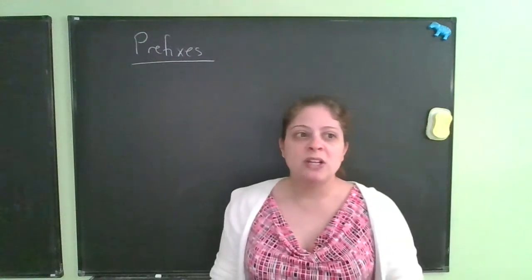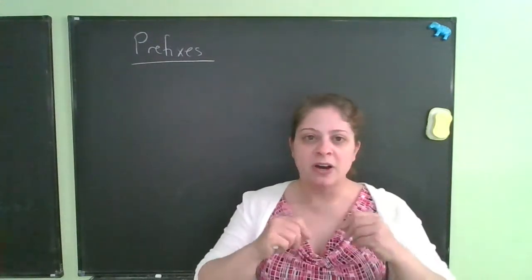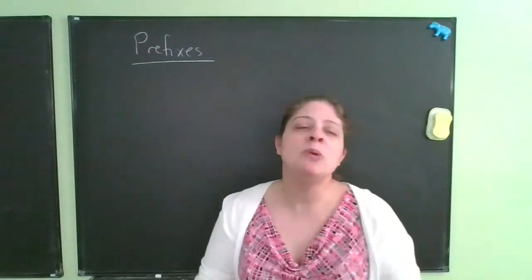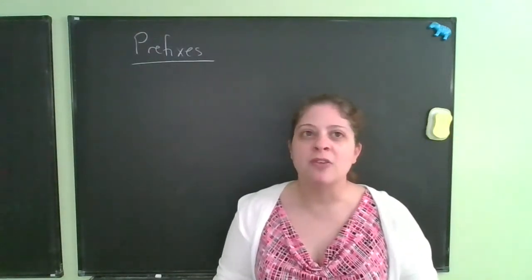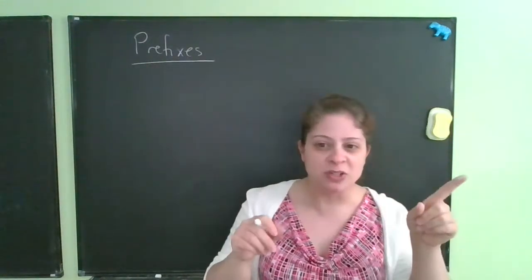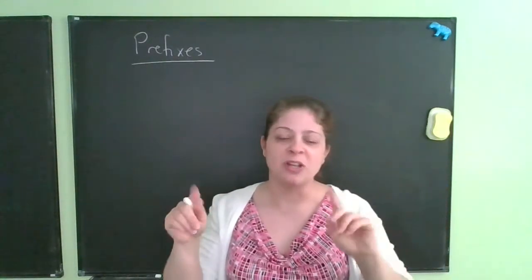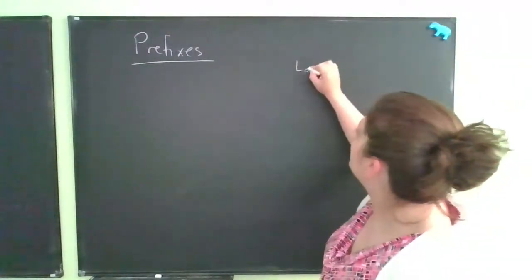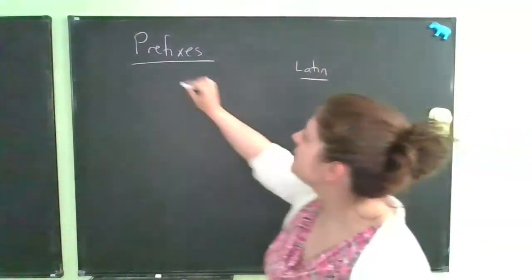So since we like to line up Latin prefixes with Latin roots and Greek prefixes with Greek roots, we will find that often we have a set of two prefixes that have the same meaning, but one happens to be from Latin and one happens to be from Greek. So let's take a look at some examples of that. I'll do the Latin side over here and the Greek side over here.